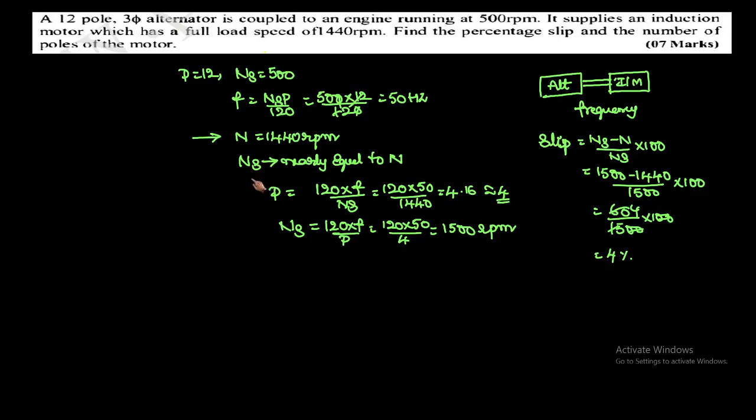Here you have to take the Ns value as nearly equal to N. That's why we took 1440 for calculating the number of poles. Once you get the number of poles correctly, the synchronous speed is calculated, then the slip is calculated, that is 4%. Like this you can do this problem.